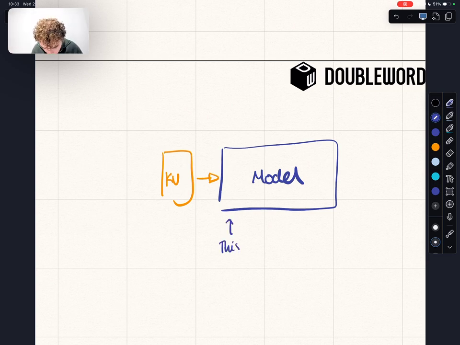And I produced the word "this." So this is going to go into the model, and the model was going to say something like, this is your answer. This was like the model's guess.